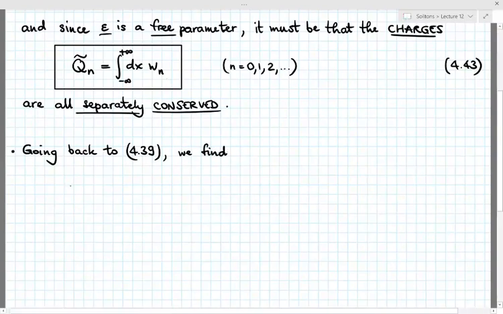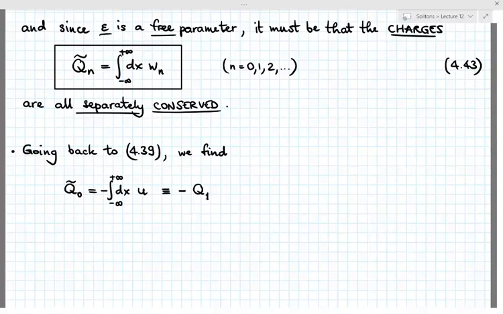So first we have Q tilde 0. That's the integral over space of W0, which was equal to minus U. This is nothing but the negative of the first conserved charge of the KdV equation, which is proportional to the mass.